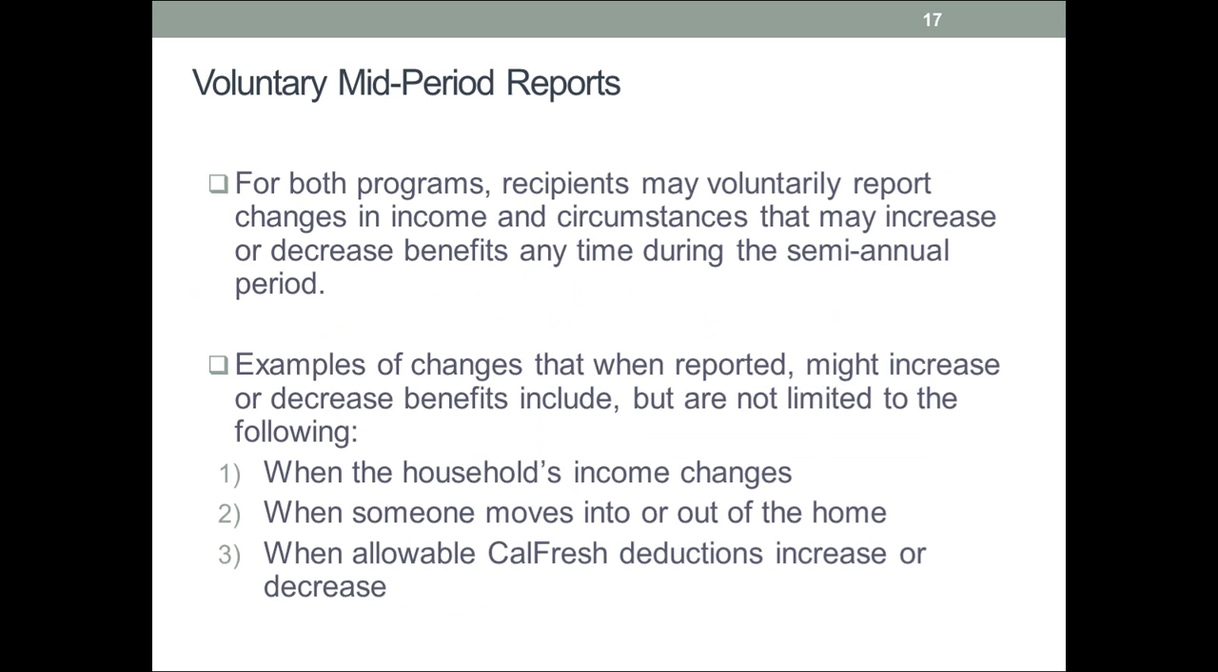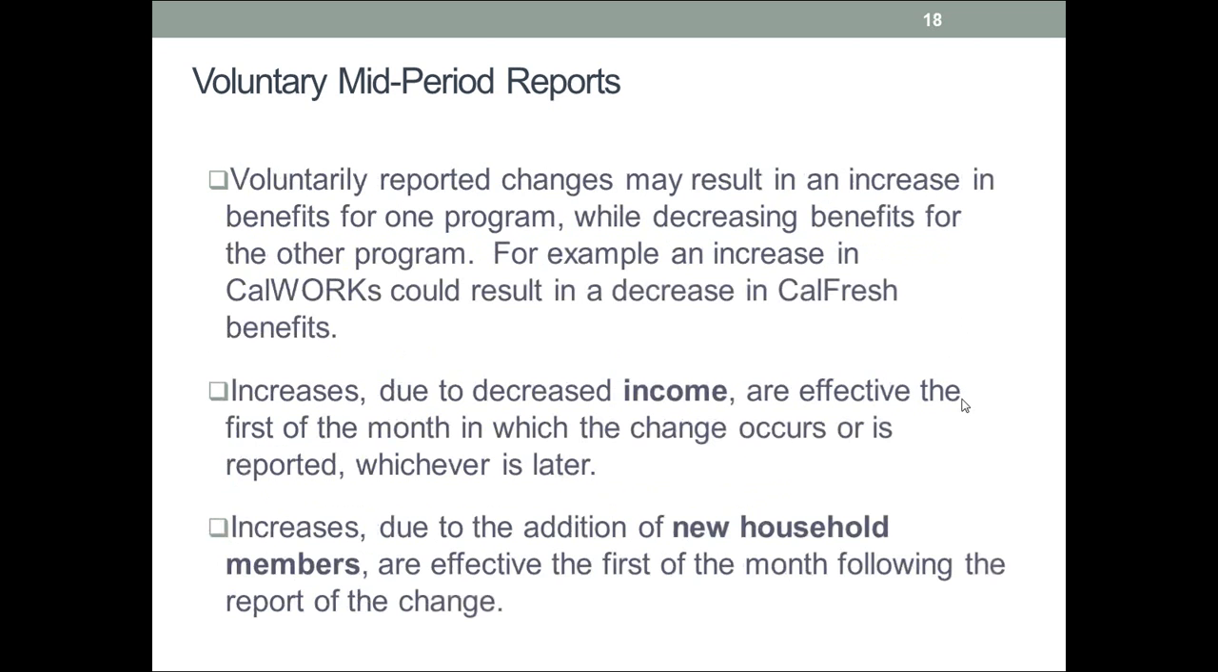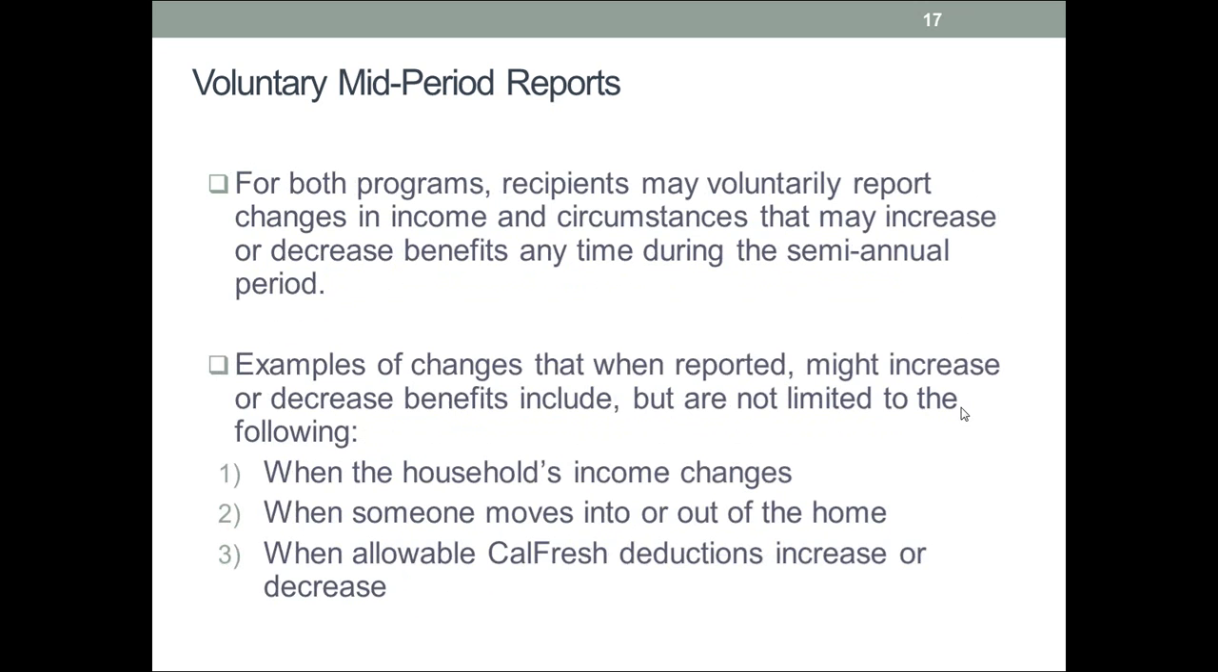We're hoping that the culture is picked up fairly quickly, that folks will realize that they don't need to report certain things that might have an adverse impact on their benefits, but that they should tell us mid-period when something is going to happen that will result in an increase in their benefits. Some of the examples are if the household's income decreases, they definitely want to let us know. If someone moves into or out of the home, they can let us know. And if their deductions increase or decrease, changes in housing expenses, changes in medical expenses, things like that.